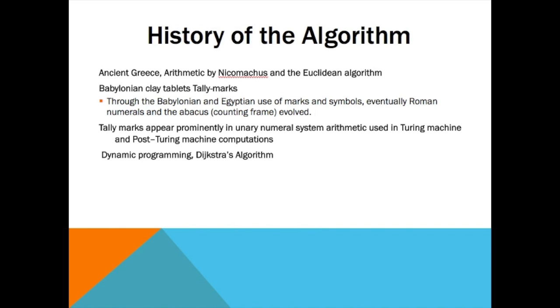Babylonian clay tablets describe and employ rhythmic procedures to compute time and place of significant astronomical events. Tally marks used through Babylonian, Egyptian, and Roman systems eventually developed the abacus counting book. Tally marks later appear predominantly in unary numeral systems of arithmetic used in Turing machine and post-Turing machine computations.